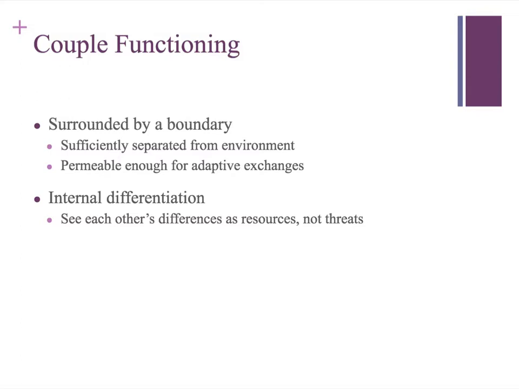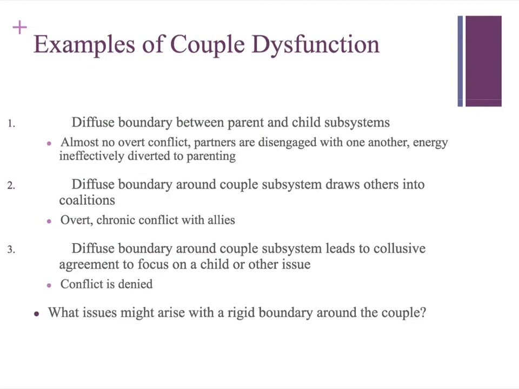So if this is functioning, what does dysfunctioning look like? Minuchin described 3 patterns of couple dysfunctioning that center around a diffuse boundary around the couple or the parent subsystem. In the first example, there's almost no overt conflict between the couple. Rather, the couple is disengaged, rarely fights with one another, rarely spends any energy on their relationship. Rather, the energy is put into parenting, most likely, but could also be put into work or other areas of focus, hobbies.